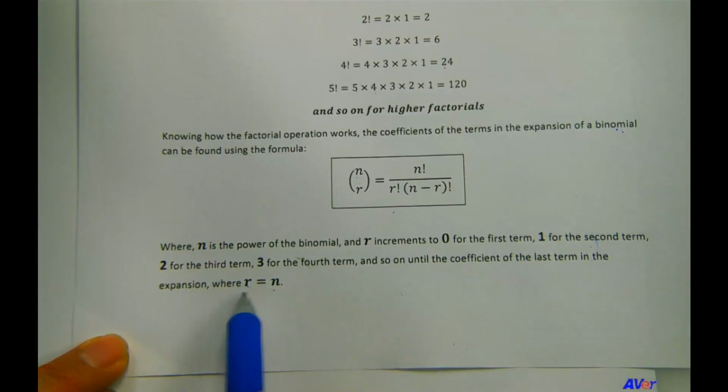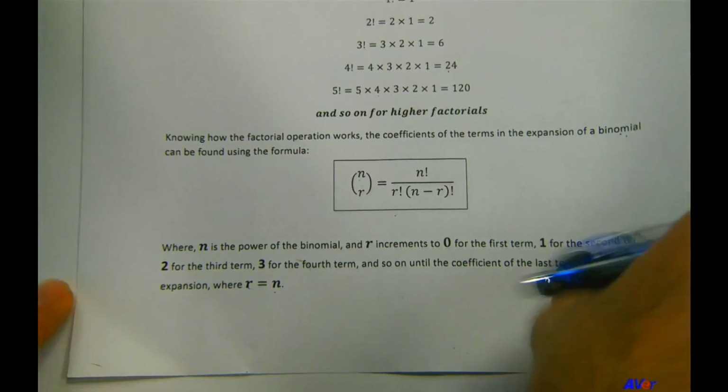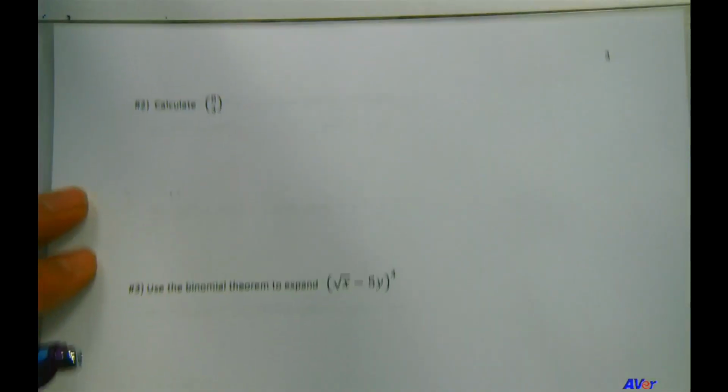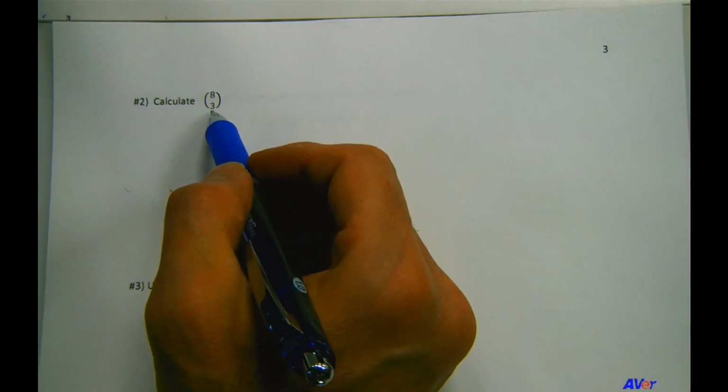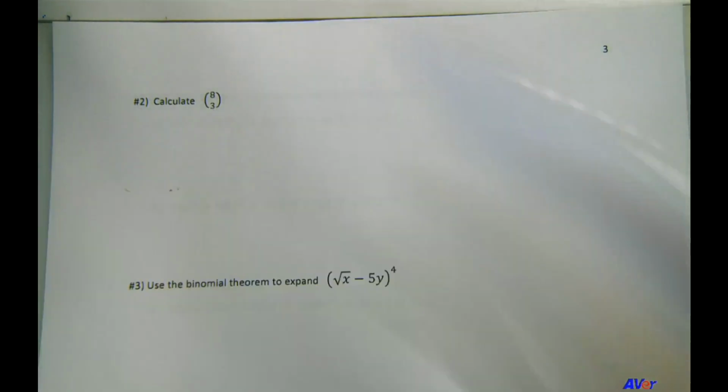That's what that is saying. Okay? Okay, so here, they just want us to calculate 8 choose 3. Let's do it both with the calculator and manually, right?